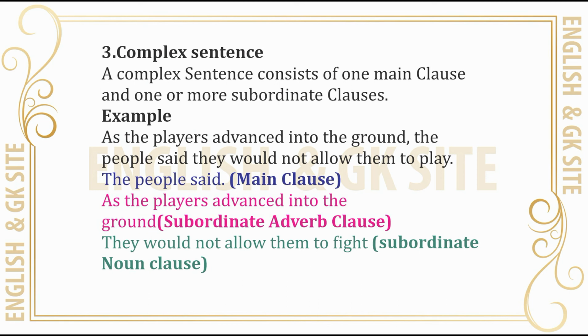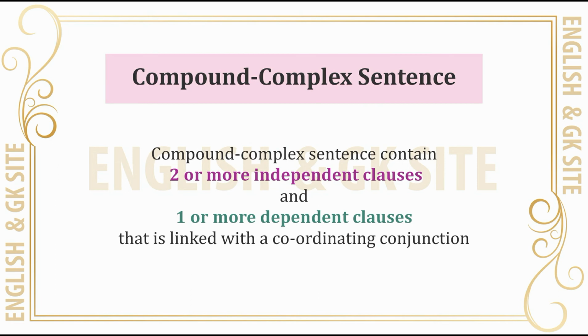If one clause is a main clause and the other is subordinate, then it is also a complex sentence. There can be one or more subordinate clauses to make a complex sentence. Now the fourth one is the compound-complex sentence. We can also say multiple sentences, which we often use in our daily language. A compound-complex sentence contains two or more independent or principal clauses and one or more dependent or subordinate clauses that is linked with a coordinating conjunction.